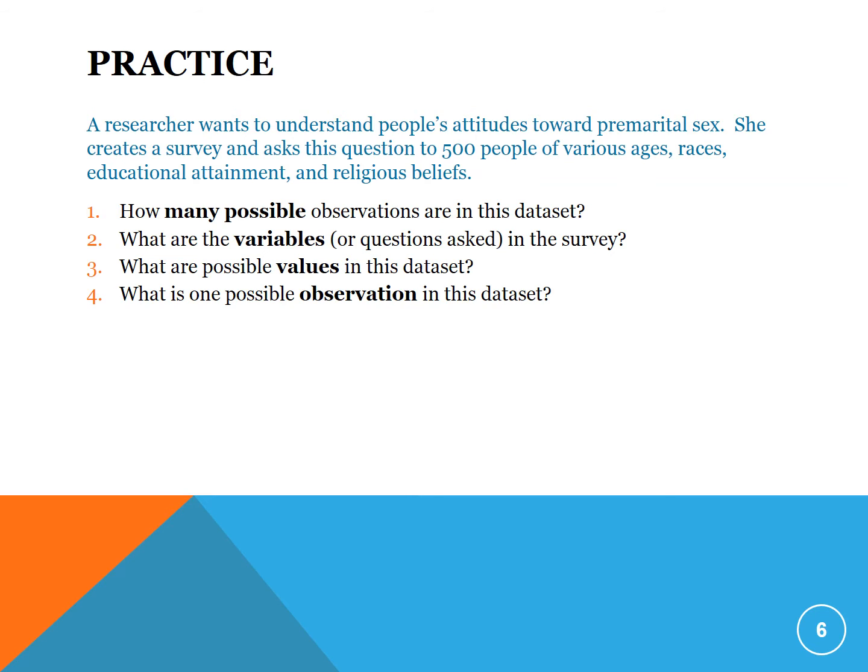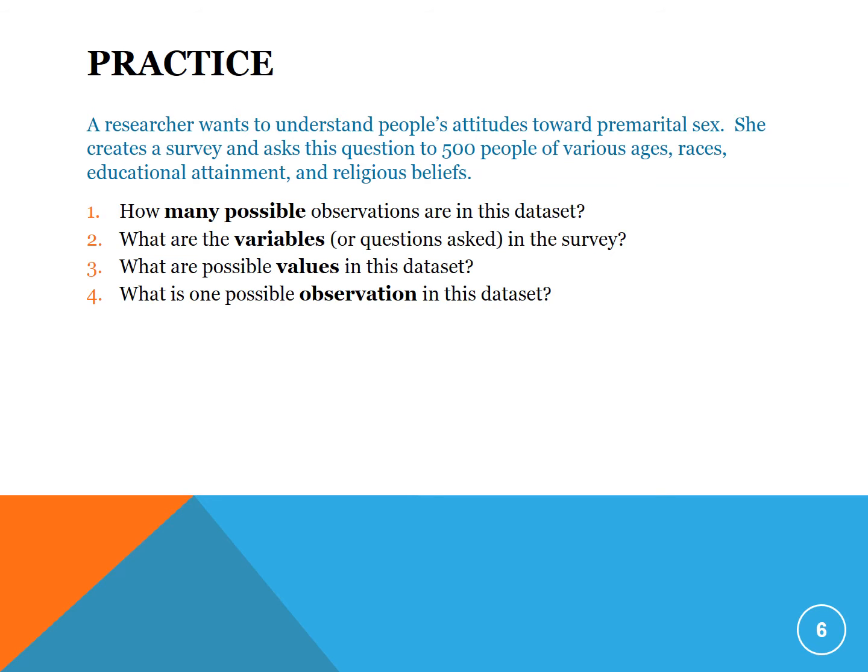Okay, so don't let this cause you to stumble, because let's go back to that first question. How many possible observations? Well, we said there are 500. So if we say what is one possible observation, we're only looking at one person. Just think about it: remove all the others, one person, what is one possible observation?